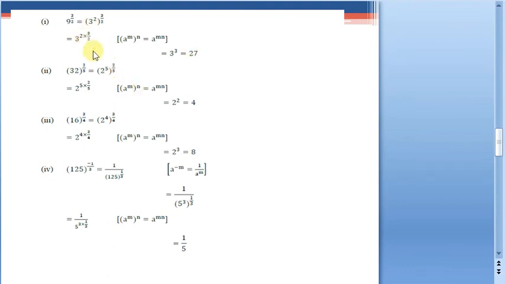Just see the solutions for the second question. So we have to write the exponential law that we are using side by side. So this is the solution. Okay, so let us move to the third part now.